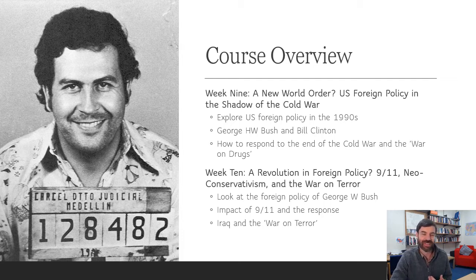And just in case you're wondering who the guy is on the slide over here, as many of you may know, this is the notorious Colombian drug lord and narco-terrorist Pablo Escobar, who the US were desperate to get in order to prevent the flow of cocaine onto the American streets of Miami and New York during the 1980s and through into the 1990s.